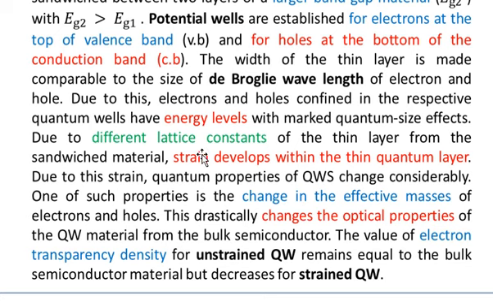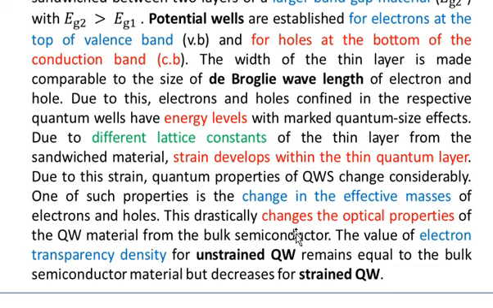Due to different lattice constants of the thin layer from the sandwiched material, strain develops within the thin quantum layers. Due to this strain, quantum properties of the quantum well semiconductor change considerably. One such property is the change in the effective masses of the electrons and holes. This drastically changes the optical properties of the quantum well material from the bulk semiconductor material.